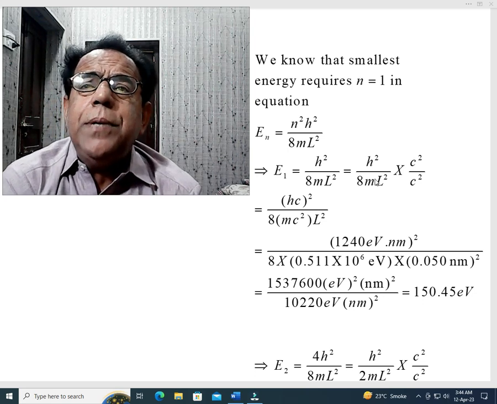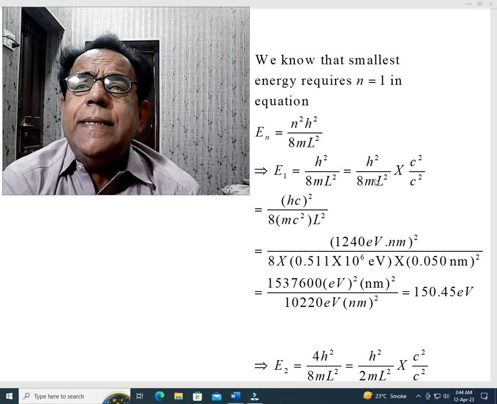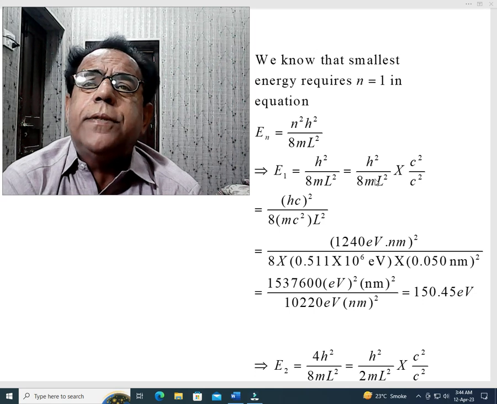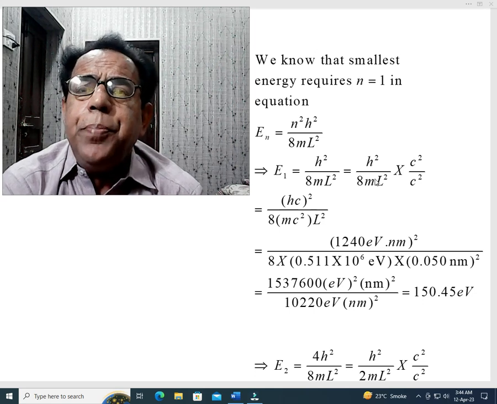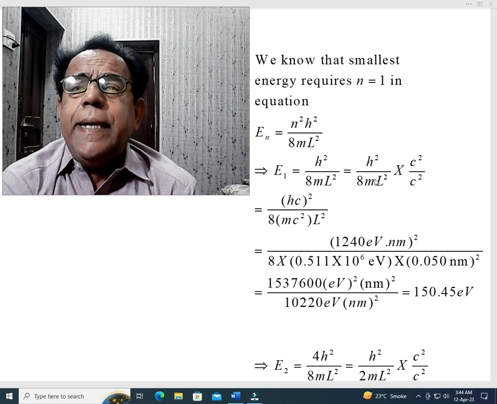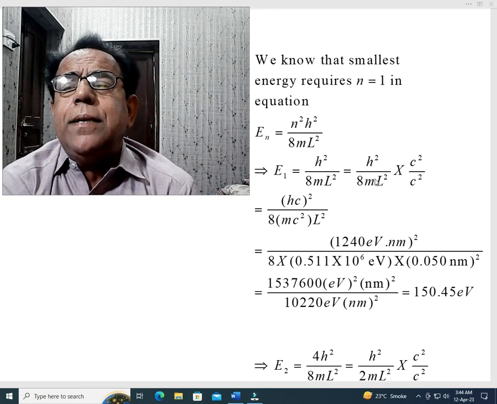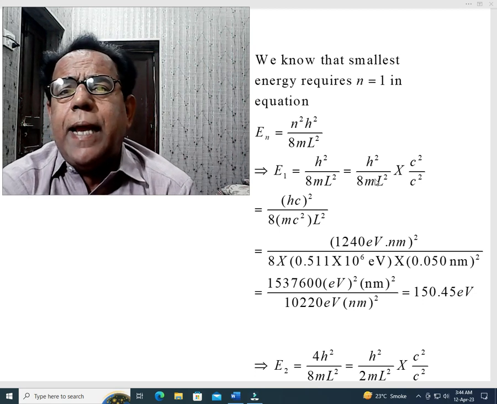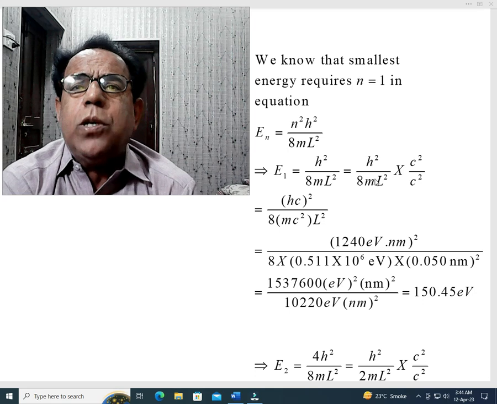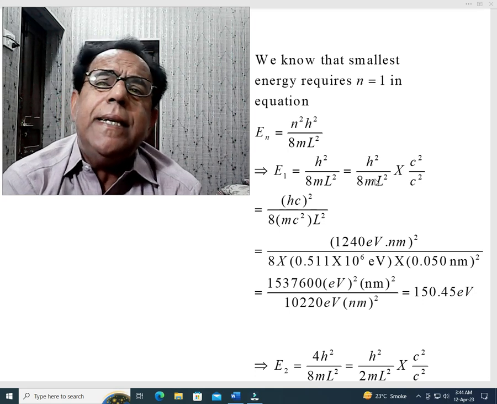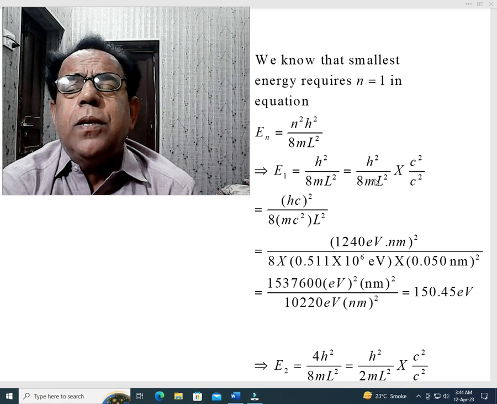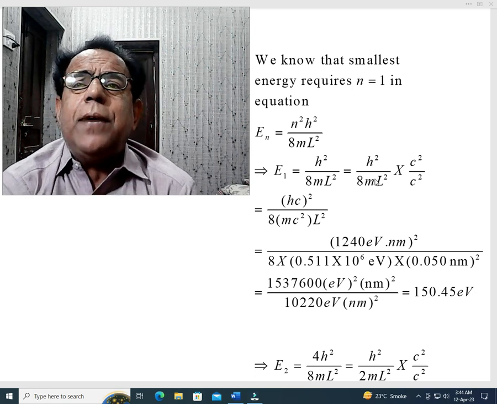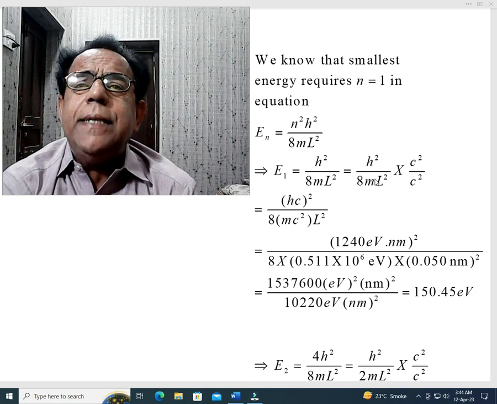So E1 will become equal to h square c square, which can be written in a combined form, that is hc whole square, divided by m, divided by 8, and c square has been written with m and L square has been written separately as a multiplying factor with this. So this is just a rearrangement of these parameters. Hc whole square divided by 8 into mc square into L square.